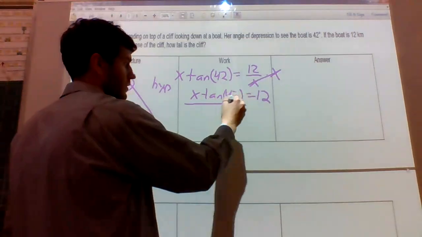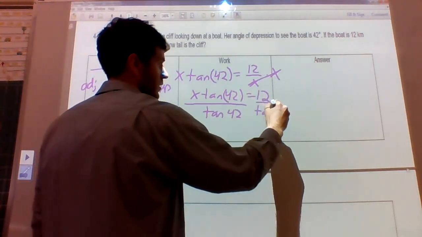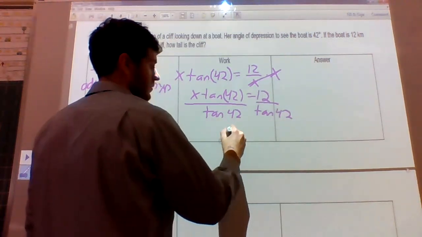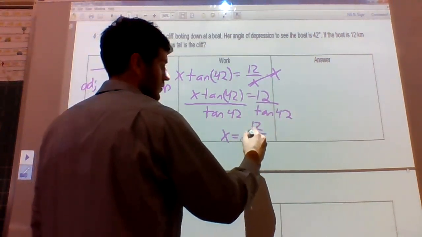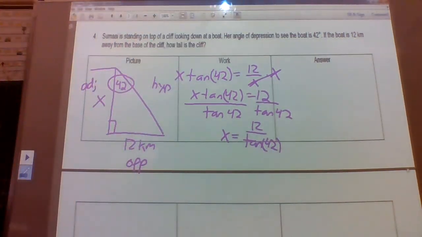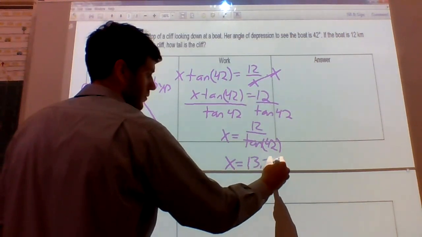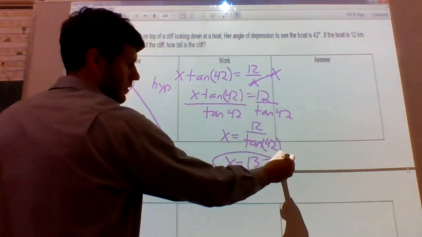Divide both sides by the tangent of 42. So x is going to be 12 divided by the tangent of 42, which is about 13.3. X is going to be 13, and that's going to be kilometers.